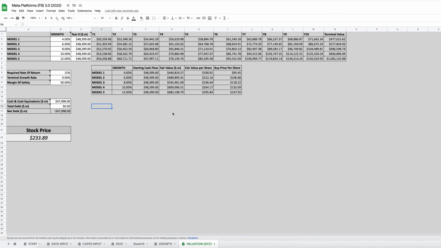And once we've entered in all of those things, the spreadsheet will calculate a fair value for the business. So that's the intrinsic value based on what return we're targeting. It will calculate that on a per share basis, and then it will give us our buy price, which is simply the fair value taking into account the margin of safety, which in this case is 50%.